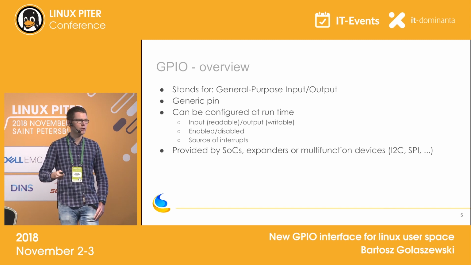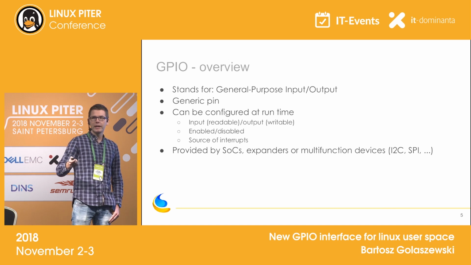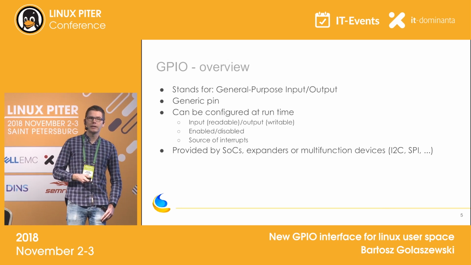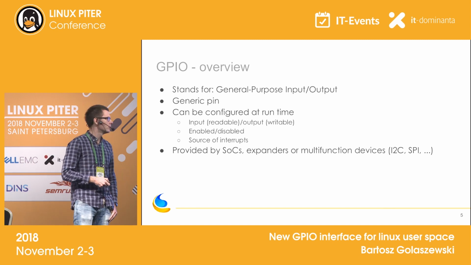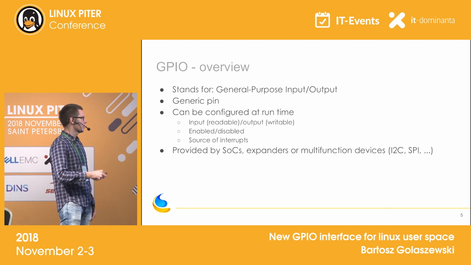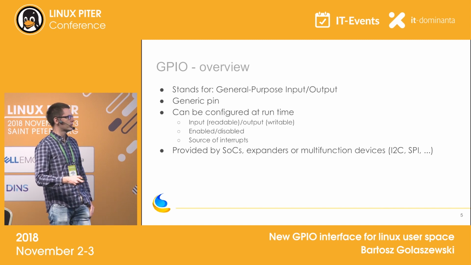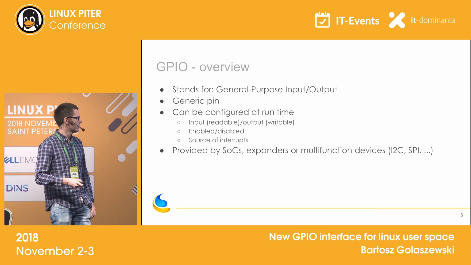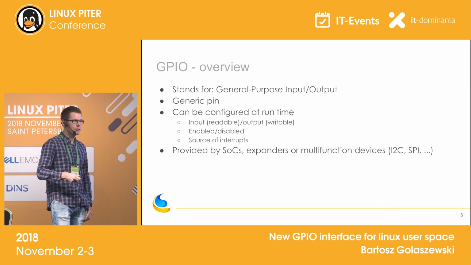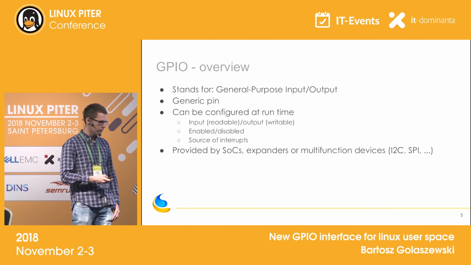By the way, if there are any questions at any point, please stop me, raise your hand, and let's have a discussion. And GPIOs are provided by either SoCs themselves, so SoCs have pins and they can be configured to be GPIOs, some of them of course, or if there are not enough, you need more, you can use external integrated circuits, which we refer to as GPIO expanders, which are connected to the SoC via a simple bus like I2C or SPI.